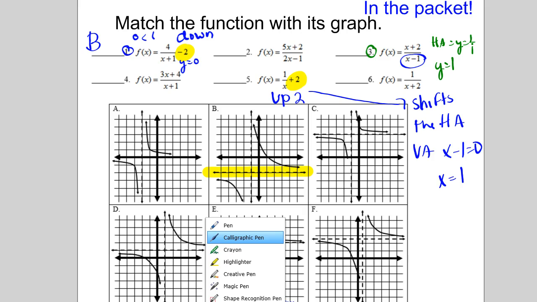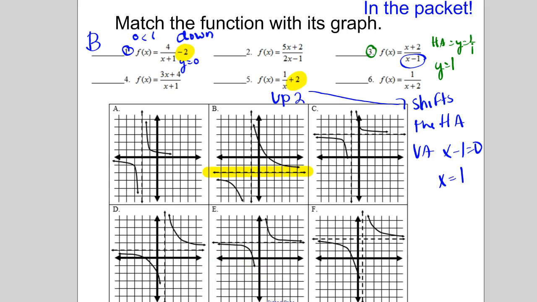Well, which one of these graphs has a vertical asymptote at x equals positive 1? And it's right here. There's my vertical asymptote at x equals 1. Here is my horizontal asymptote at y equals 1. Okay, so the answer to number 3 is D. So I want you to figure out the rest of these by using that process, okay?